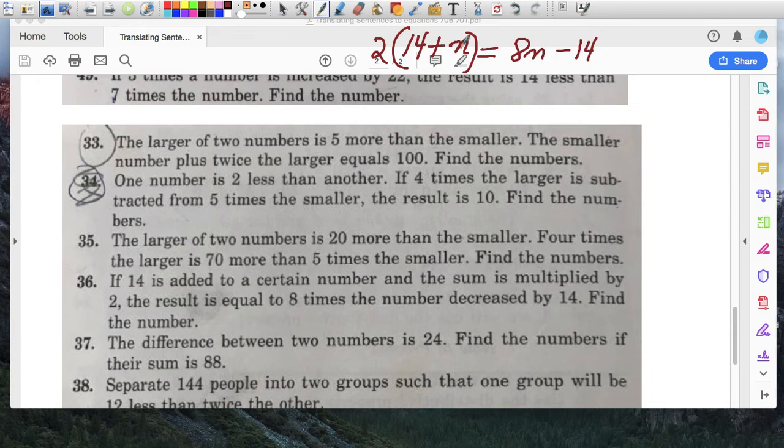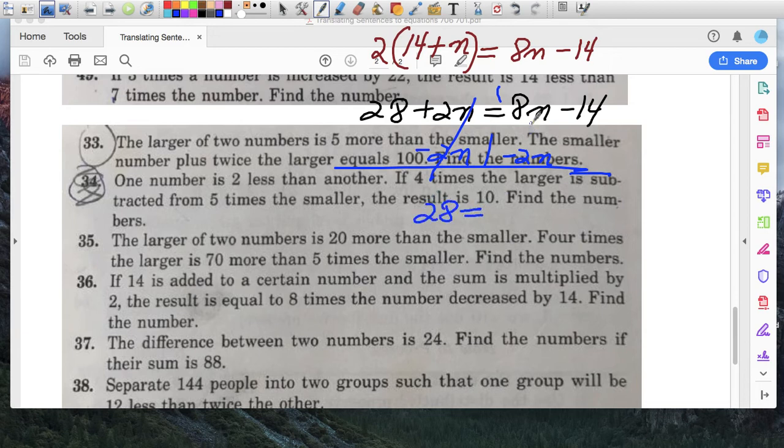And then, now, distributive property, yes, so 2 times 14 is 28. 2 times n is going to be plus 2n, equals 8n minus 14. Let's get rid of one of the variables. In this case, let's just get rid of this 2n. So subtract 2n over here, minus 2n over here. So these 2n go out. 28 is left over on the left side, and 8n minus 2n is 6n minus 14.